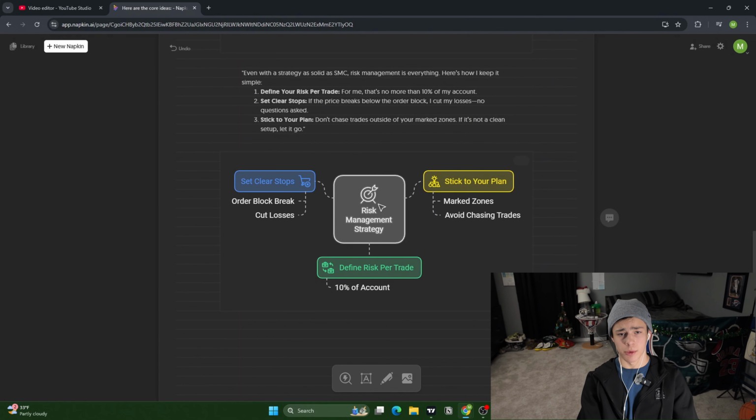Even with a strategy as good as Smart Money, you still need good risk management so you don't blow your account on your first or second trade. So I'm gonna take you guys through my risk management strategy and how I don't blow my account. First, you have to define your risk per trade. For me, a little too high, no more than 10% of my account though. I don't trade with a ton of capital, so I have this a little bit higher than it should be. Ideally, you're risking around 2 to 5% of your account per trade.